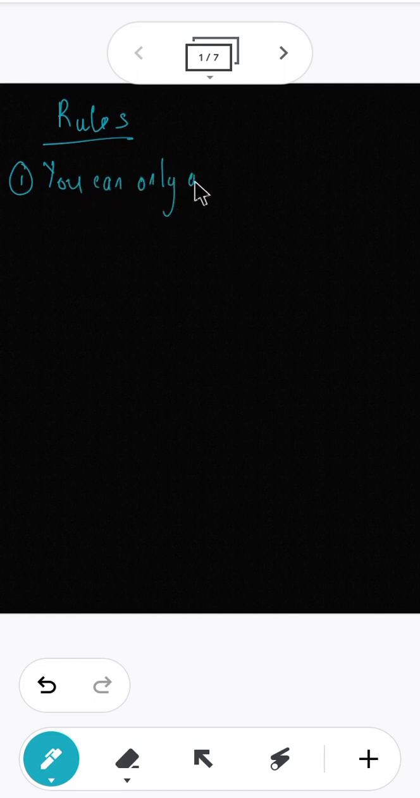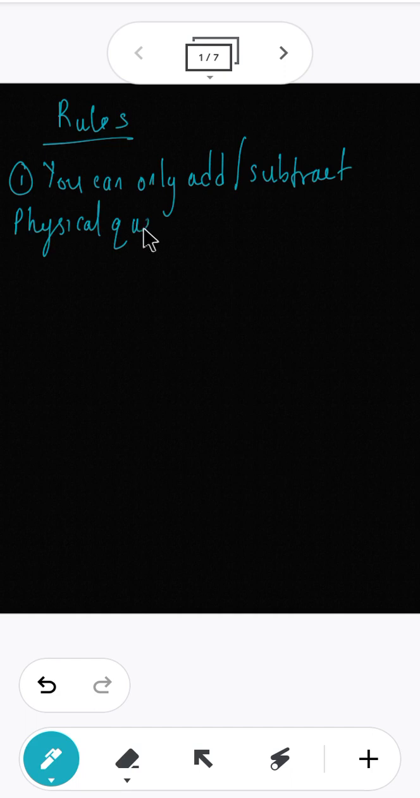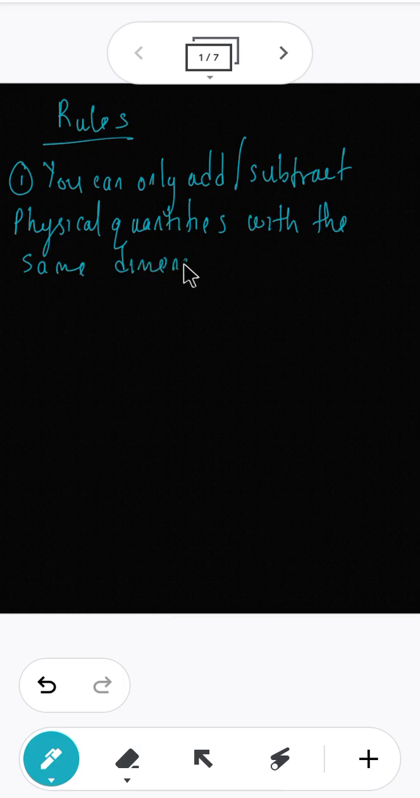Let's talk about some rules. The first rule is that you can only add or subtract physical quantities with the same dimension.